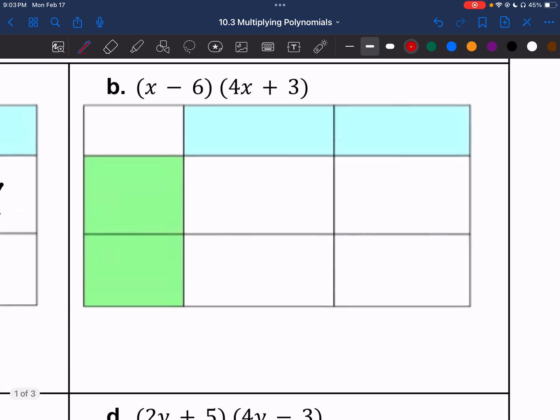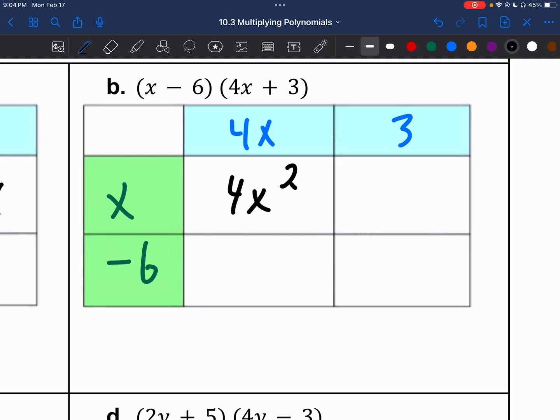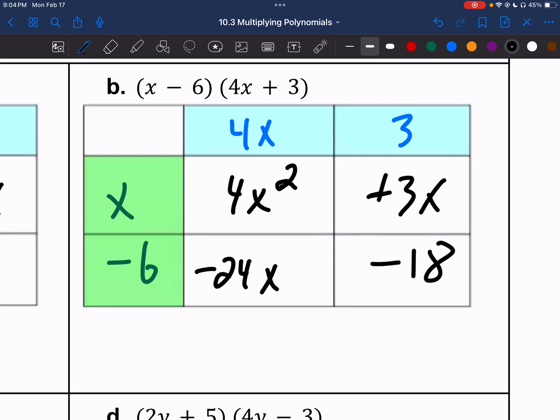Letter B, let's set it up the same way. So we've got x minus 6. So now we're going to have some negative signs. We have a 4x and we have a 3. So go ahead and multiply these. 4x times x is 4x squared. 3 times x is plus 3x. Negative 6 times 4x is minus 24x. Negative 6 times plus 3 is minus 18.